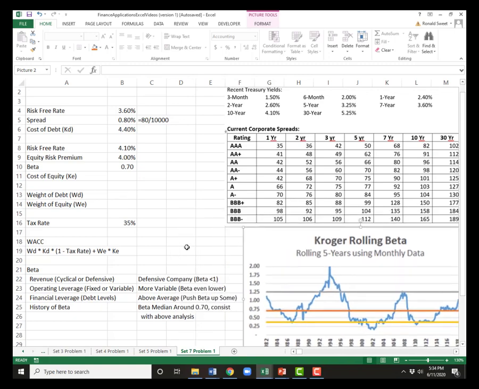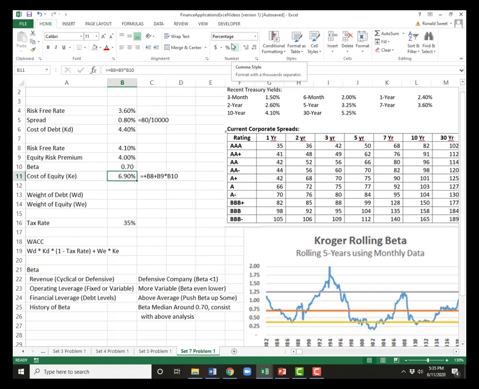However, I do know that Kroger's debt today is much, much higher. So 0.7 is probably on the higher end of what I would use for the grocery store, but it's a reasonable number. And so remember for CAPM, it's the risk-free rate plus the equity risk premium times the beta. And again, I want to use percent. Go 2 decimal places. So now we have our cost of equity.